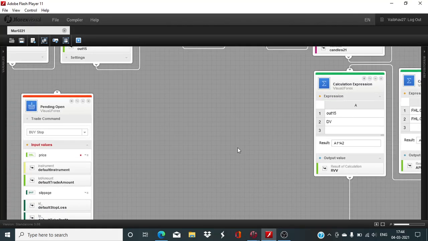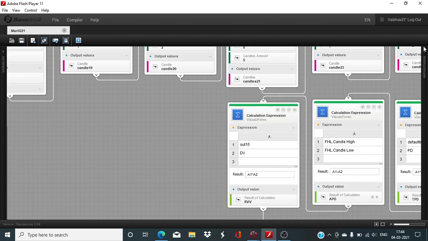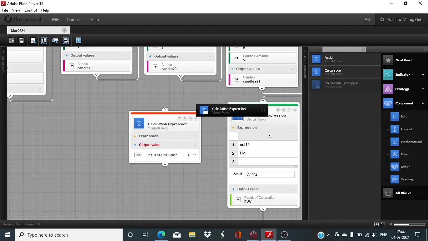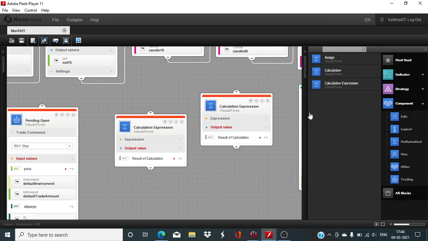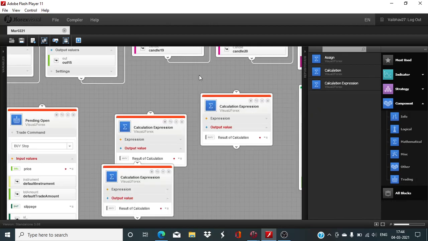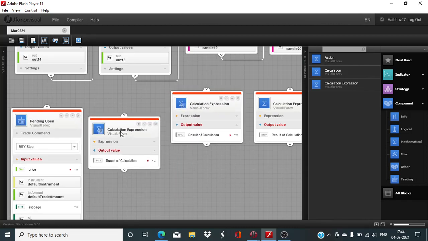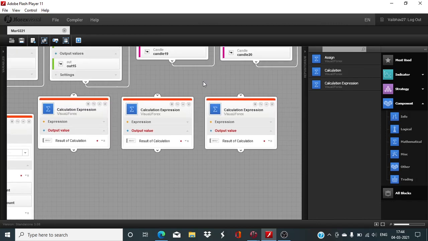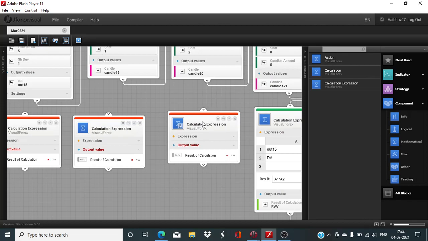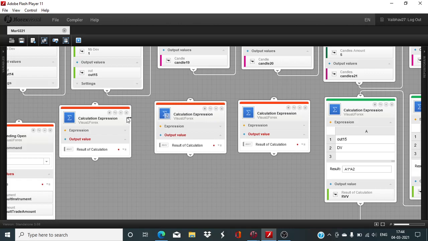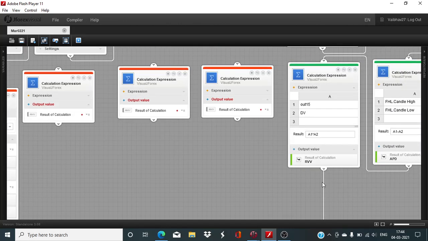Now we head back to the JForex board, where I will have to take the mathematical components, the calculation expression. Here we will need 3 actually, to look at the price points, and also for order validity we will need to do the calculation. I am now disconnecting this and joining it here.